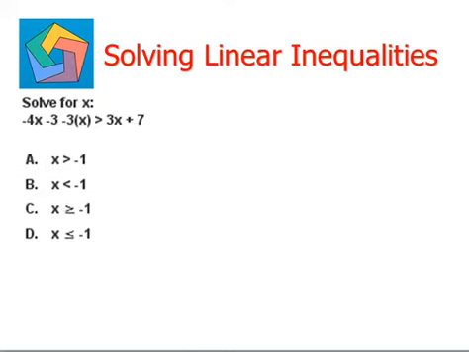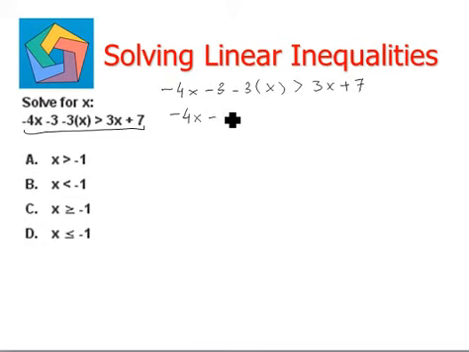Let's look at the next example. Solve for x and we are given this inequality. Let's rewrite it down. Negative 4x minus 3 minus 3 times x is greater than 3x plus 7. Now our rule remains the same. We'll just simplify and put the x terms on one side. 3 times x is negative 3x, so negative 4x minus 3 minus 3x is greater than 3x plus 7.